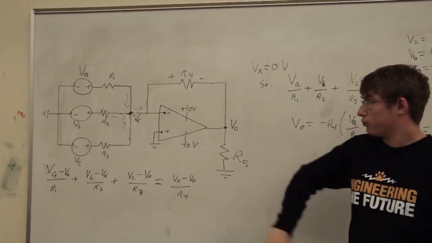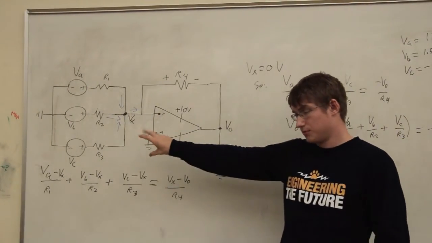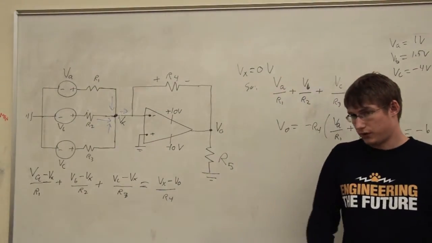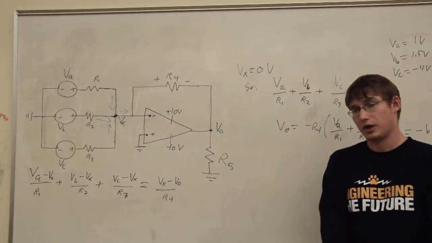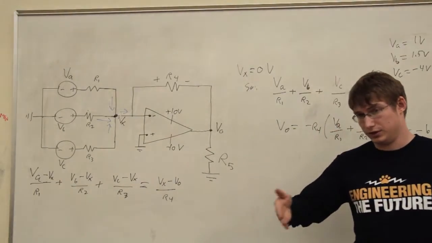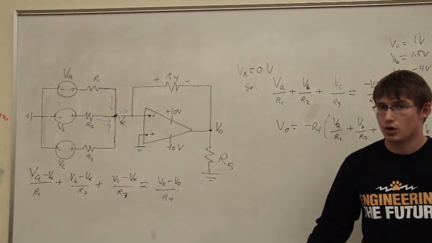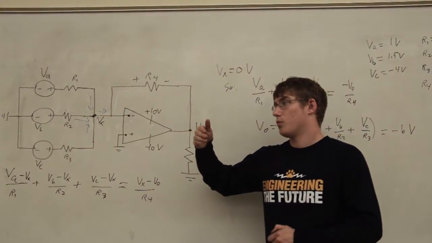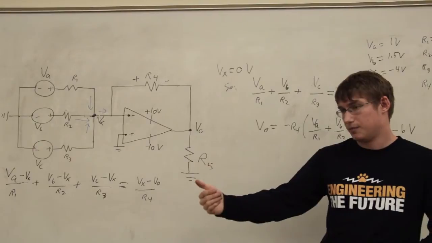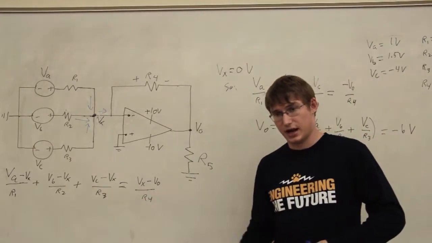Let's say for Vx to be 0, for these two to have the same voltage, you would have to put out 12 volts. The op amp can't do that. It can only put out a voltage in the range of negative 10 to 10 volts. So we want to find the range for VB such that this does not happen.